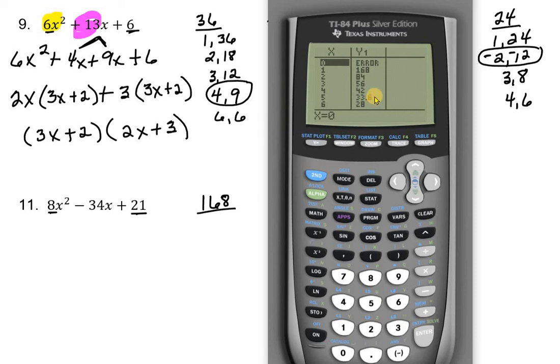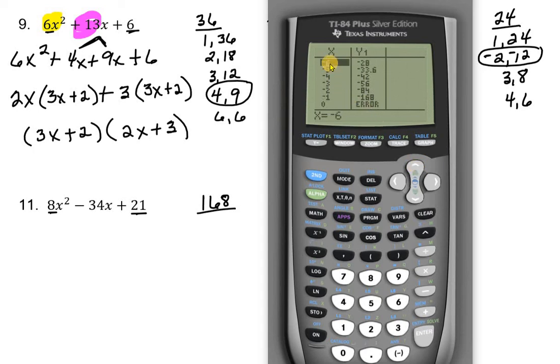Well, I want numbers that multiply to give me 168, but I also want them to add to give me negative 34. So I know that my two numbers both have to be negative. So if I start looking at negative numbers, I can see like right here, I've got a negative 2 and a negative 84. They multiply to give me 168, but they add to give me negative 86. That's not what I want. Right, so here, these two numbers will add to give me negative 46. That's still too big. So keep going.